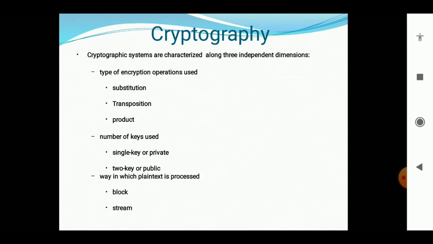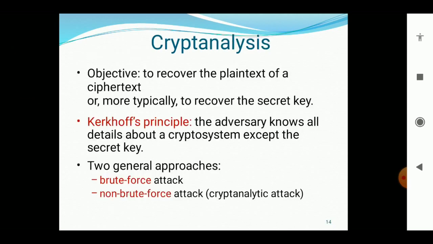The third is the way in which the plaintext is processed, as a block or as a stream. Cryptanalysis objective is to recover the plaintext from a ciphertext. So cryptanalysis works against the encryption algorithm in this way.